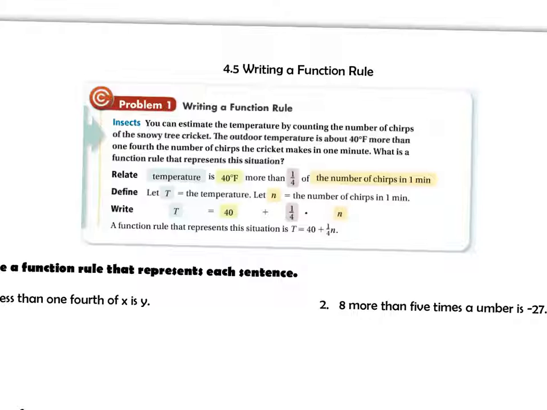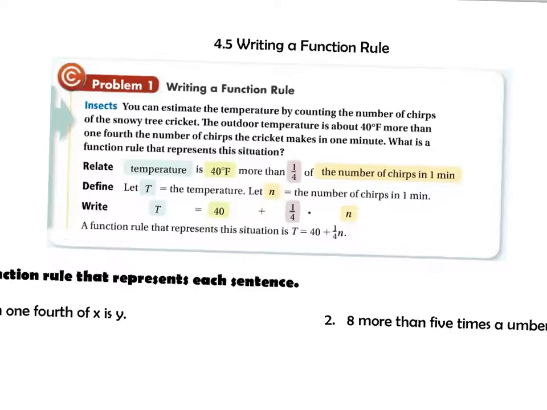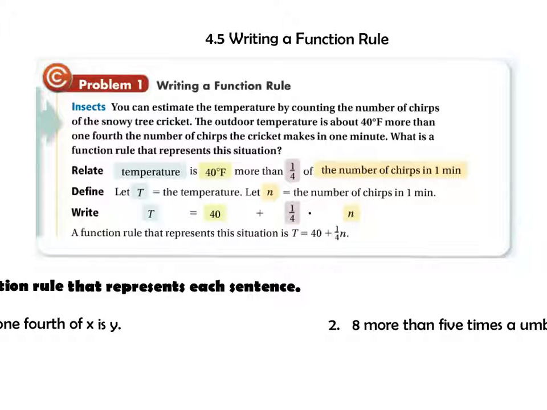So if we talk through this first example here, it says you can estimate the temperature by counting the number of chirps of the snowy tree cricket. The outdoor temperature is about 40 degrees more than 1/4 the number of chirps the cricket makes in 1 minute. What is a function rule that represents this situation? They pick out the information and show you how to take that information and translate it into your function rule. So it says temperature is 40 degrees more than 1/4 of the number of chirps in 1 minute.